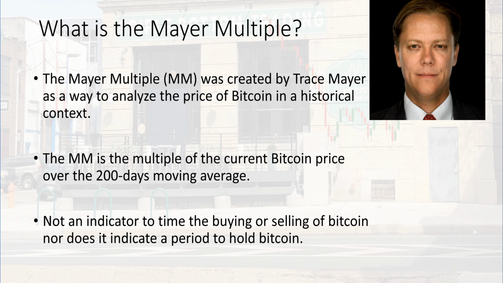The Mayer Multiple is not an indicator to time the buying or selling of Bitcoin, nor does it indicate a period to hold Bitcoin. This is very important. It is not an indicator for those of you who are day traders or looking to jump in and out of positions. This is simply a way of telling you if it's a good idea to buy Bitcoin or not, based on Trace Mayer's Mayer Multiple, which we're going to jump in and try to understand the numbers behind it.